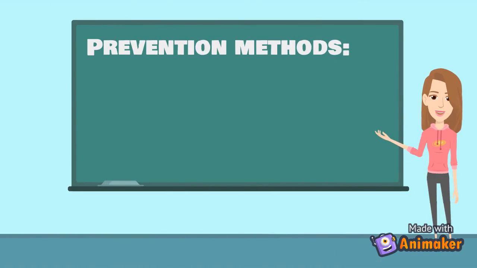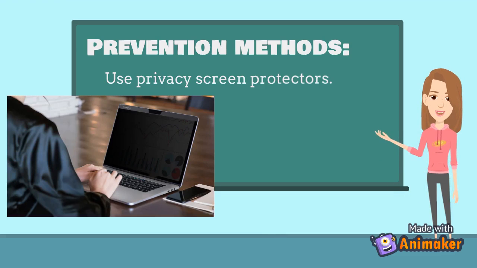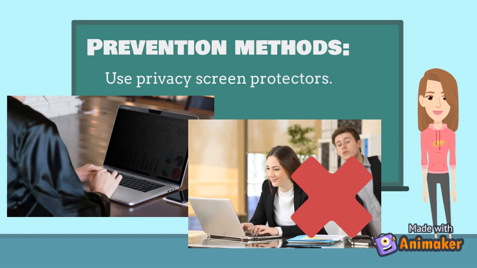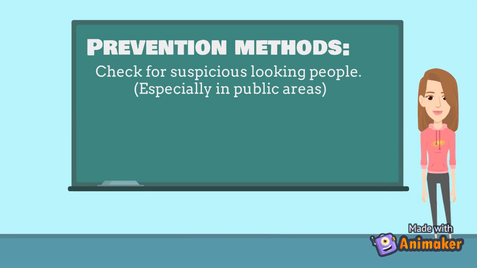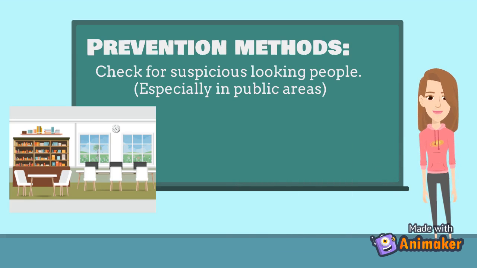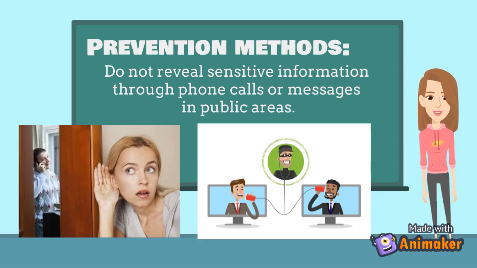Here are some preventive measures that we can take to counter shoulder surfing. Firstly, use privacy screen protectors on your phone and laptop to prevent potential hackers from seeing your screen from the sides of your device or over your shoulder. Secondly, check for any suspicious-looking people around you before typing in sensitive information in public places such as libraries or cafes. Lastly, try not to reveal sensitive information through phone calls in public, as there might be someone eavesdropping and listening into the conversation without you noticing.